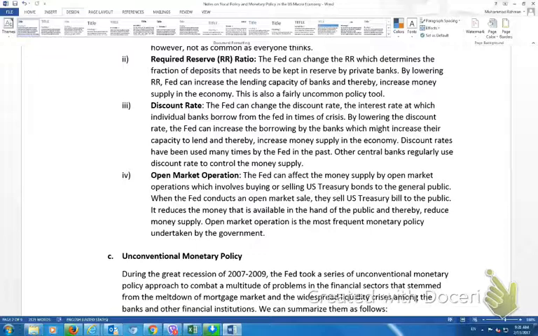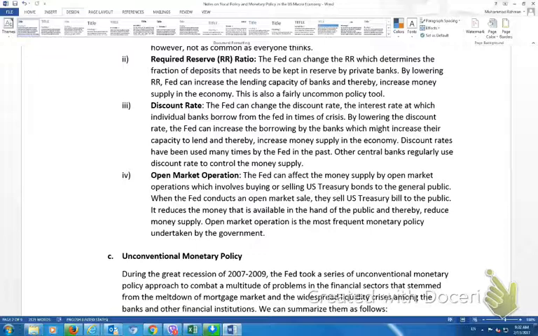When the Fed conducts, let's say, an open market sale, they sell US Treasury bills or bonds to the general public. As a result, the Fed collects money from the general public, which means the general public has less money at hand. They have more bonds, which is a piece of paper, an IOU. But by doing that, the Fed effectively can reduce the money supply of the economy.